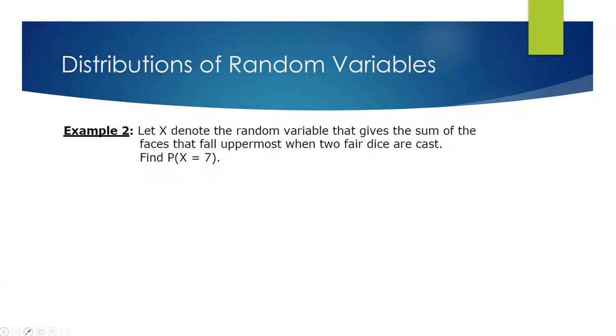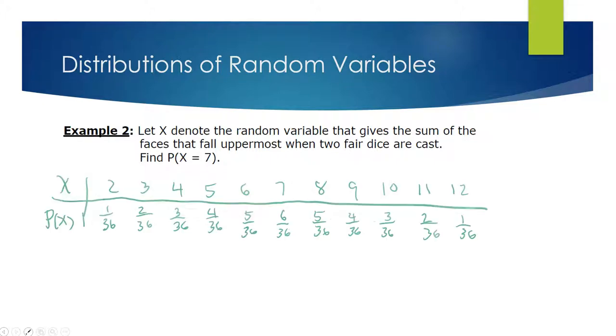And another example: let X denote the random variable that gives the sum of the faces that fall uppermost when two fair dice are cast. We talked about this probability distribution before, so it's not a big surprise that here it is again. And they want you to find the probability of getting a 7.